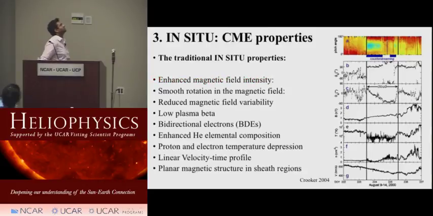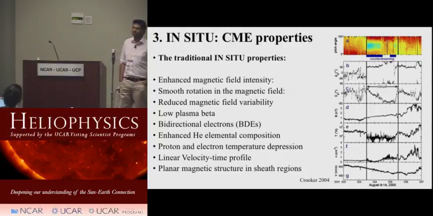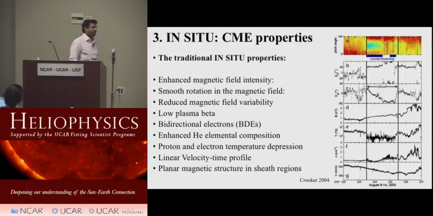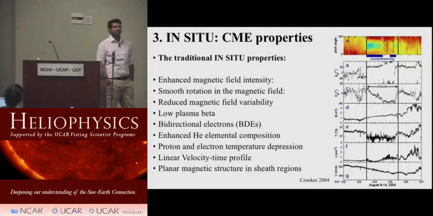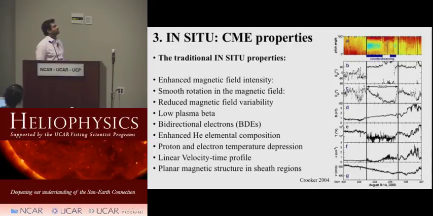Okay, so the traditional properties. This is an intriguing one. No one has a fixed rule of what an ICME, an interplanetary CME, is. No one has a fixed rule of what properties you should have, and that's because different CMEs show different behaviors. So often some are shown, but not all of them, and sometimes a different combination of those is shown.